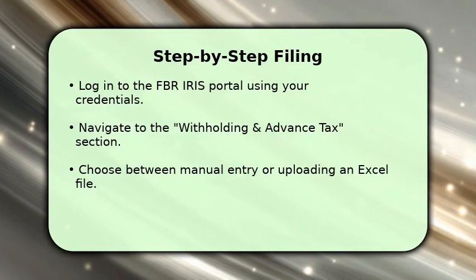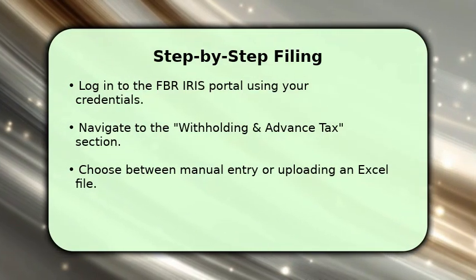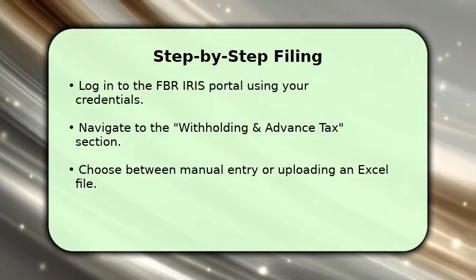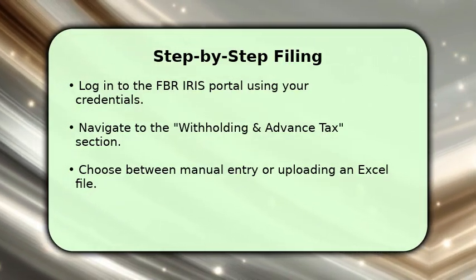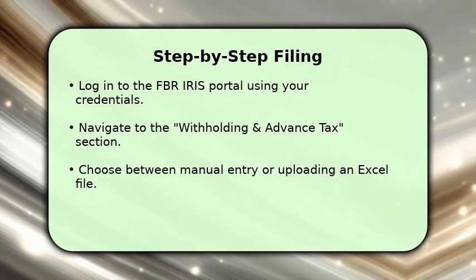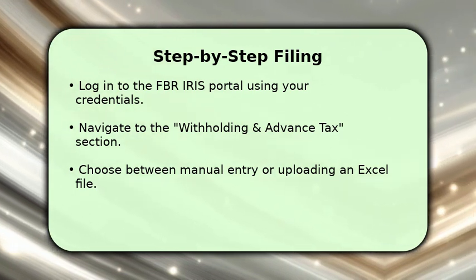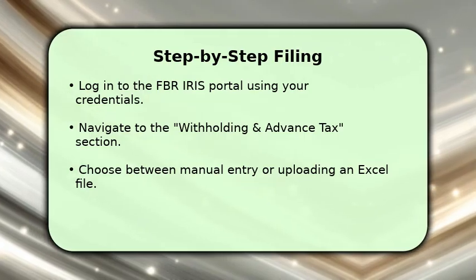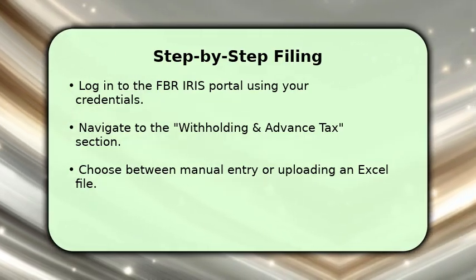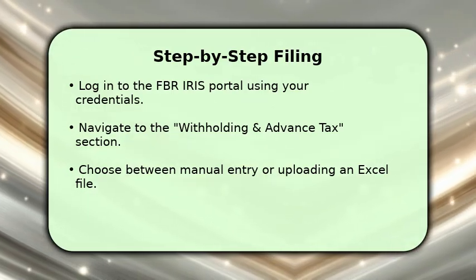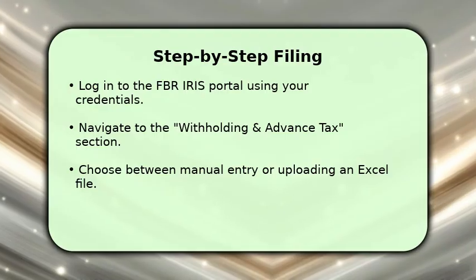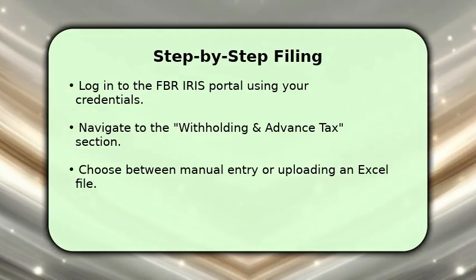Filing your 165 statement is straightforward through the FBR Iris portal. First, log in with your unique credentials. Then, navigate to the Withholding and Advanced Tax section. You'll have the option to either manually enter your data or upload a pre-filled Excel file. After inputting all details and attaching any necessary CPRs, carefully verify everything before finally submitting your statement.